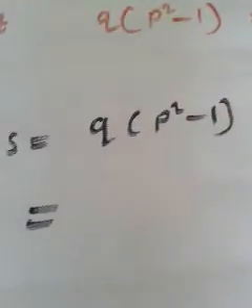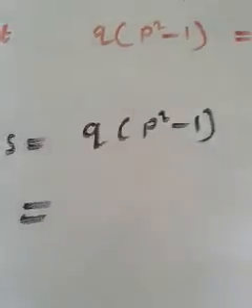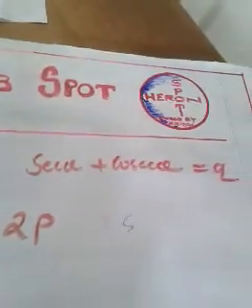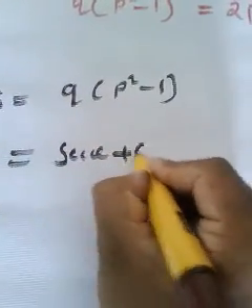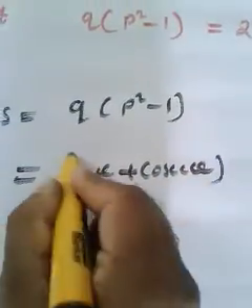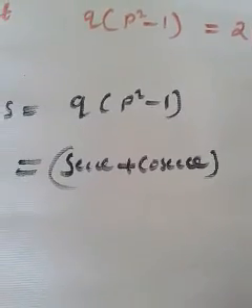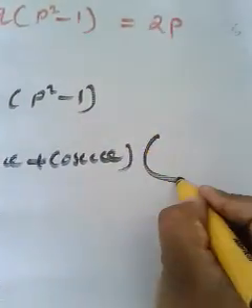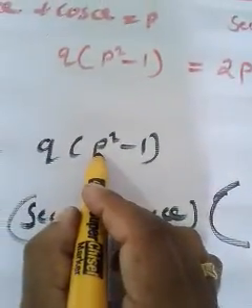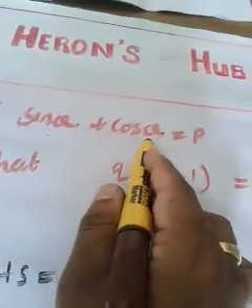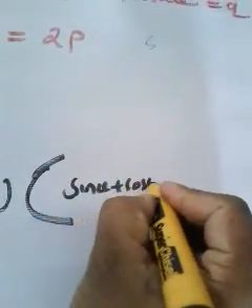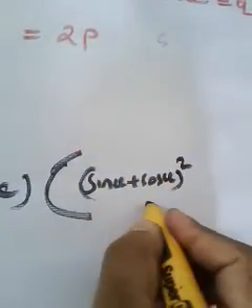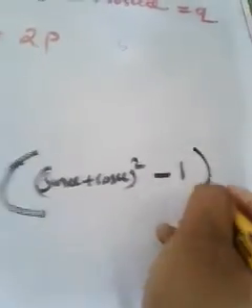What is Q? Q is given in the question. Q is nothing but sec theta plus cosec theta. So instead of Q, what you can write? Sec theta plus cosec theta. Q is over. And what is P square? What is P? P is nothing but sin theta plus cos theta. So P square is (sin theta plus cos theta) whole square. So P square is over now. And minus 1.